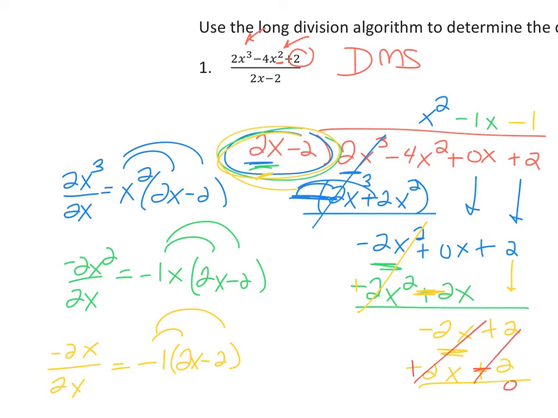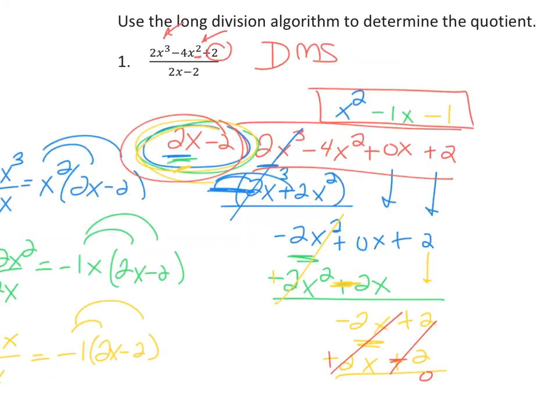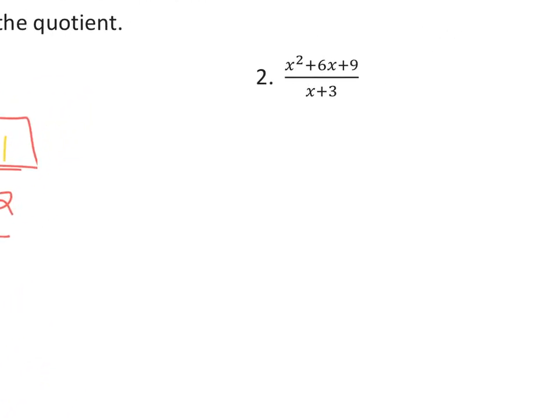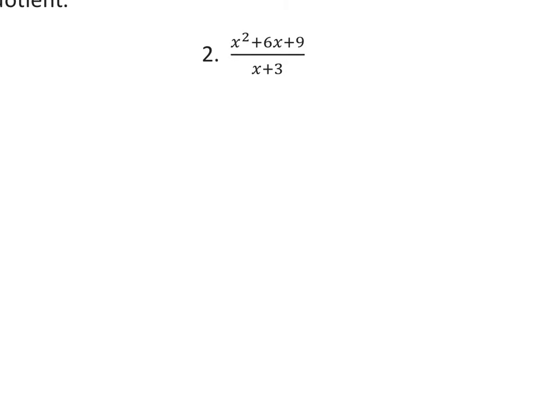So again, because I have a remainder of 0, I know that this is indeed a factor of this polynomial, and this is another factor of it. But that's the quotient, that's the one we wanted to find. Okay, so if you think you got the knack for it, I suggest you pause the video and try to do this one on your own, and then press play and see how I'm doing it.